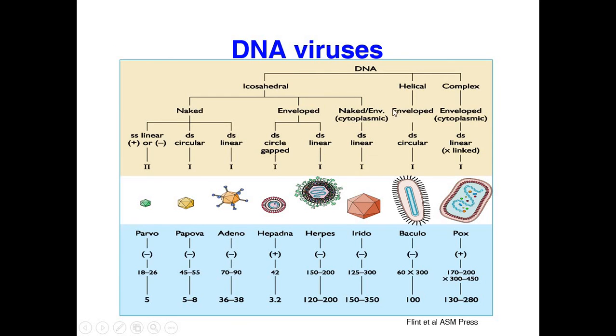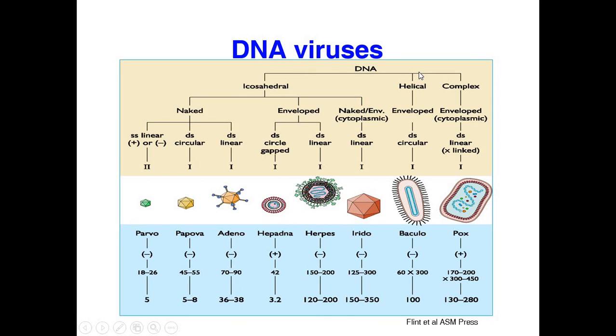Last example of this group is naked or enveloped with the cytoplasmic double stranded linear genetic material present in the nucleocapsid, also present in group 1, and example is iridoviruses, and don't have any kind of polymerase enzymes, and the size of this virus is 120 to 300 nanometer in diameter, and the size of genome is 150 to 350 kilo base pair.